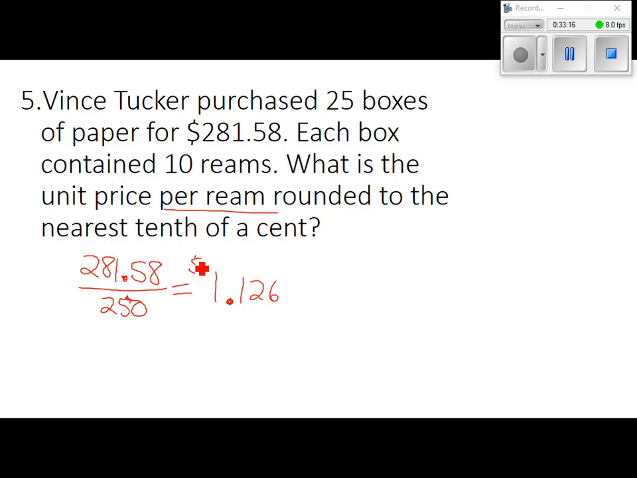So now this is supposed to be money, but a lot of times on the stickers, if you go to Walmart or Kroger or wherever, they'll actually go out a little farther than just the cents place. So it's going to be about $1.13. But it said round it off to the nearest tenth of a cent, so it did want us to go out one extra place. So each ream of paper is going to cost about $1.126. If we figure that out, then we could compare it to other places that sell paper to get a better price.